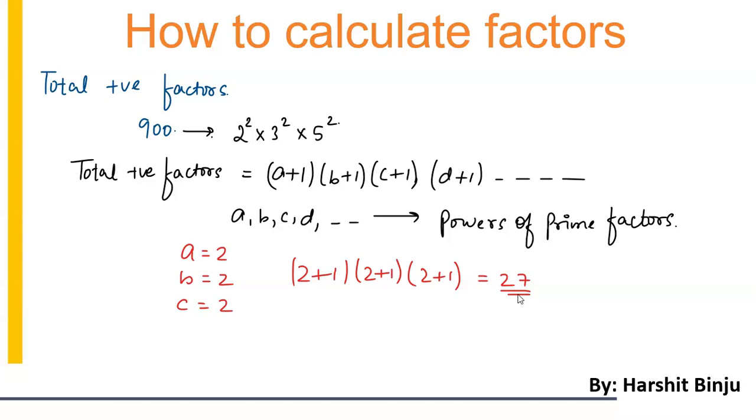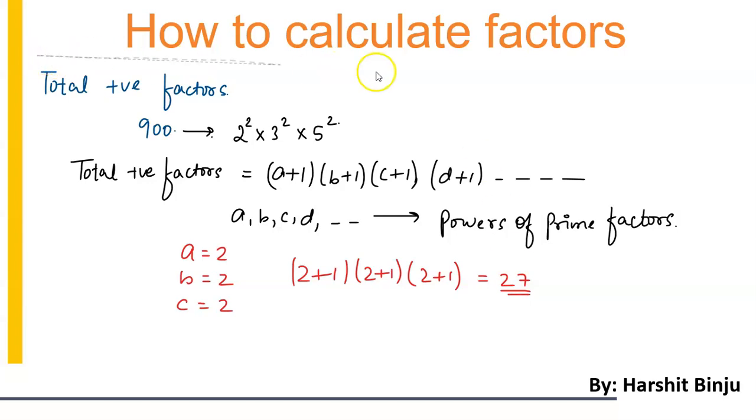You're going to have a total number of 27 negative factors. Hence, the total number of factors will be 54. That's your answer. This is how you would basically do it. So you can do it for another number.